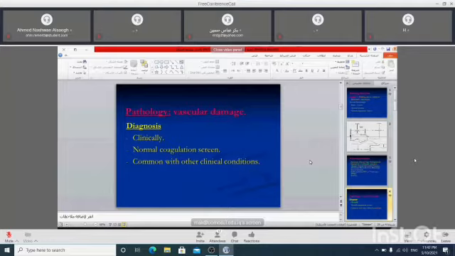So to diagnose vascular purpura, we need history and clinical examination. We need to do coagulation screen, and it should be normal to diagnose vascular purpura because there is no defect in the coagulation pathway or in the platelet function or count; the defect is in the blood vessels.